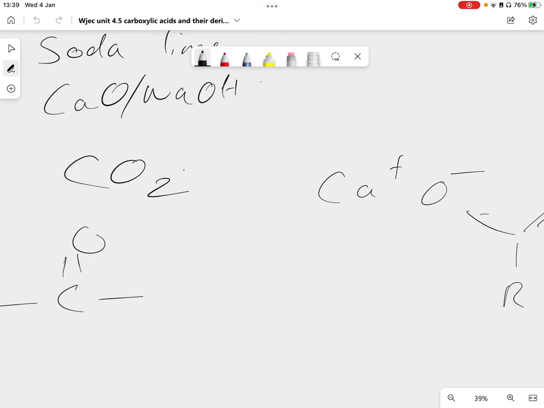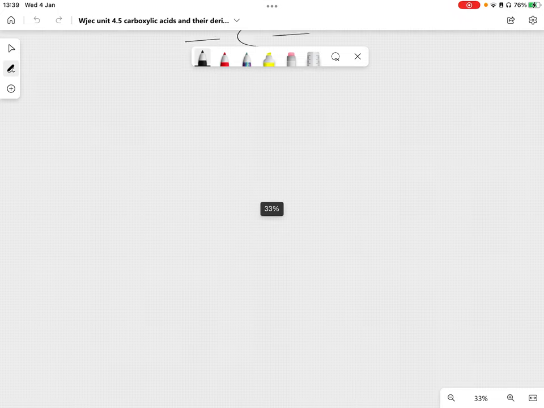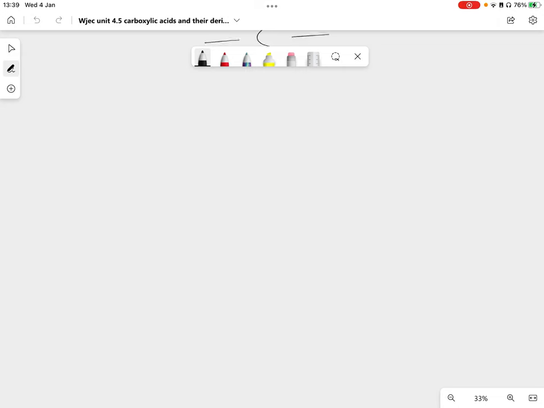Okay, so that is decarboxylation. So now we're going to do the formation of esters, which we've already covered before. So the formation of an ester from carboxylic acid, we know we need the catalyst of concentrated sulfuric acid.